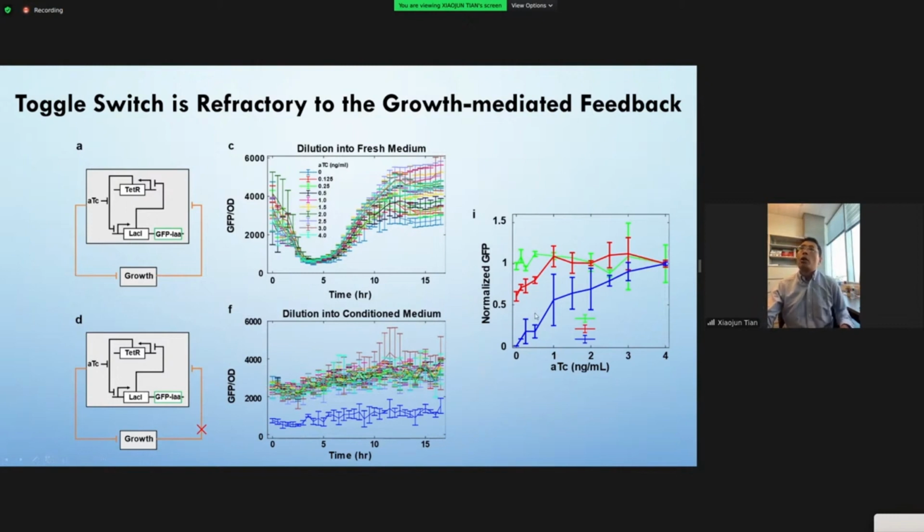And we want to see, okay, this toggle switch is so robust to the growth feedback, and it doesn't matter if we dilute the cells into the fresh media or into the conditioned media, right?